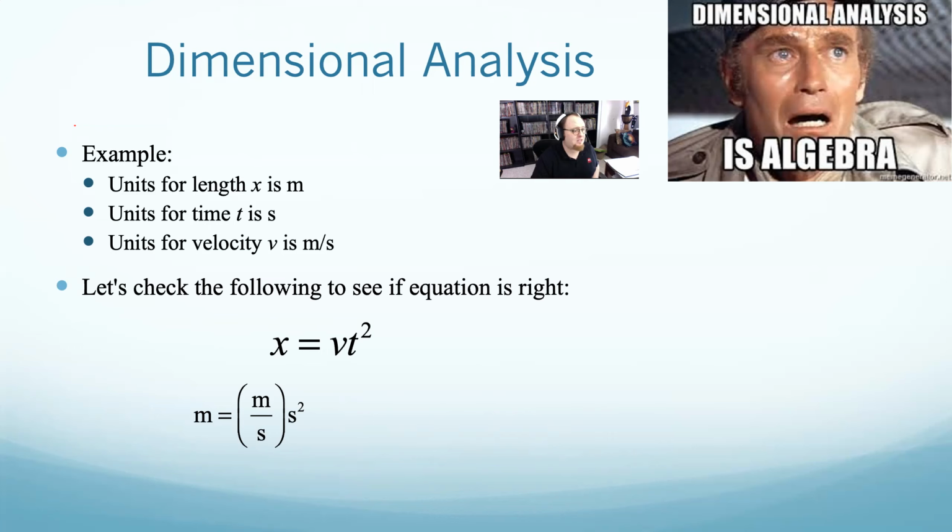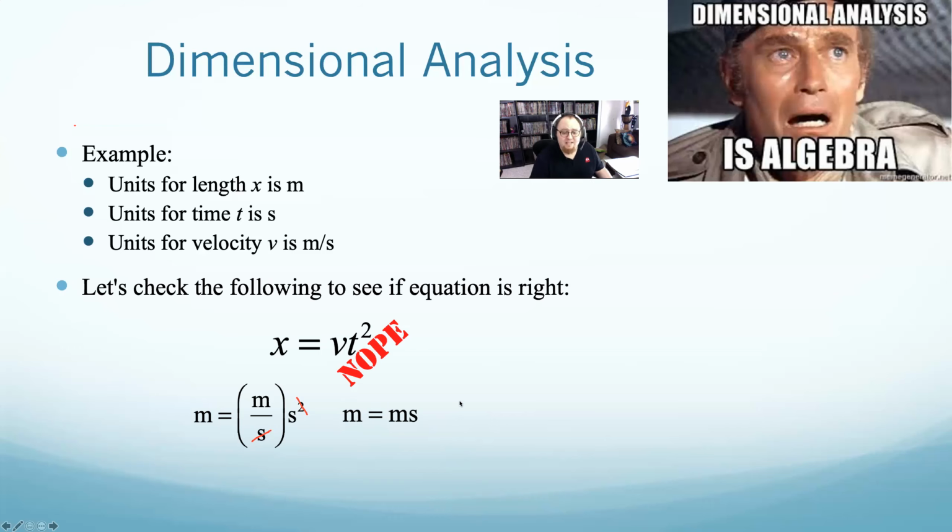Now, let's look at this. I have meters equals meters divided by seconds times seconds squared. One of the seconds cancels with the squared, and I get this. That can't possibly be correct, because I'm saying meters equals meter seconds. That's not right. That has to be wrong.